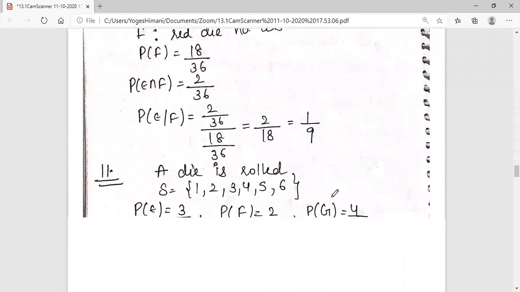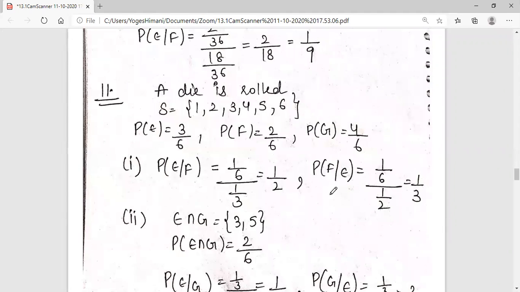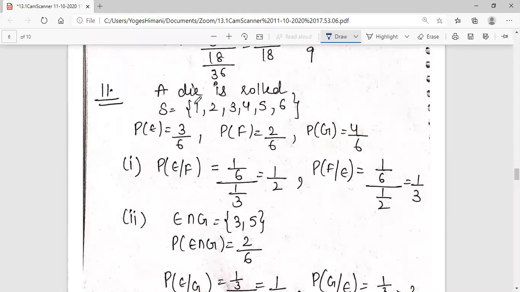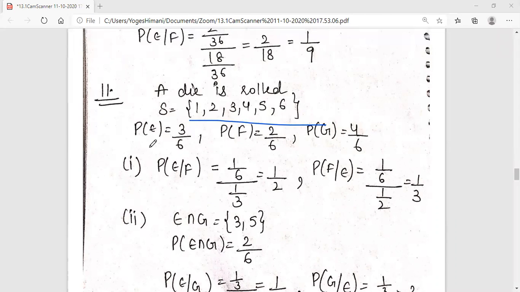Part number B, students, you will try, and you have to try all the questions which I am giving you, because it will be good for you. You will get to know how to solve the questions. A die is rolled. If you roll a die, what will be the sample space? 1, 2, 3, 4, 5, 6. E is an event where the elements are 1, 3, 5. 1, 3, 5 means how many are there?